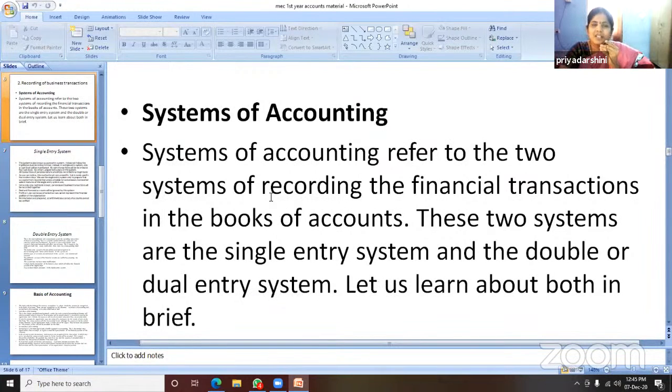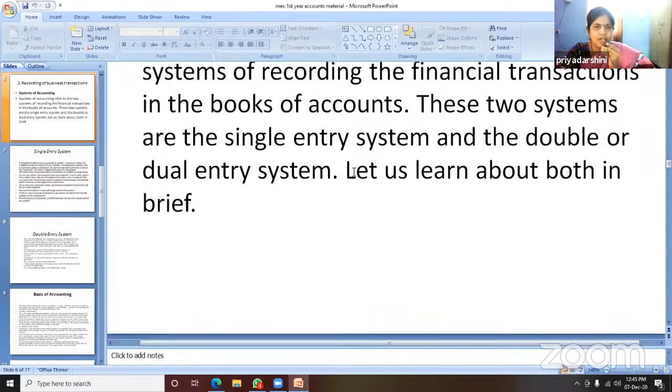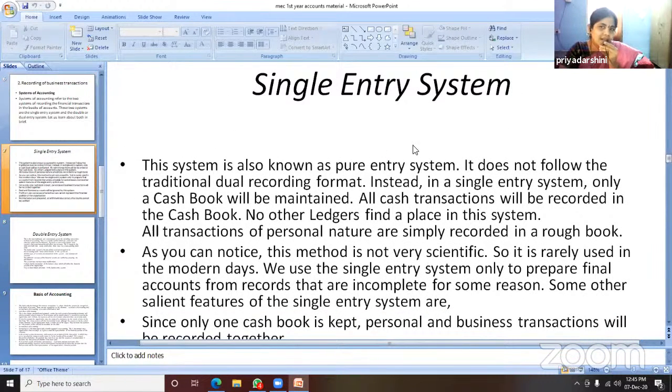What is the system the business organizations or firms are adopting? Under system of accounting, we have two systems, the single entry system as well as the double entry system, that is, dual aspect. We have already learned the dual aspect concept, which comes under the concepts of accounting. So, coming to the system of accounting, we have the single entry system and the double entry system.